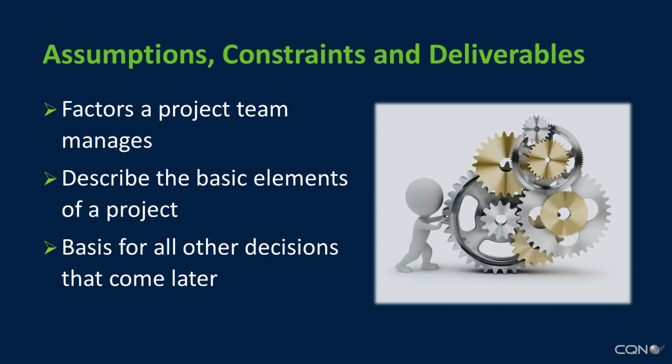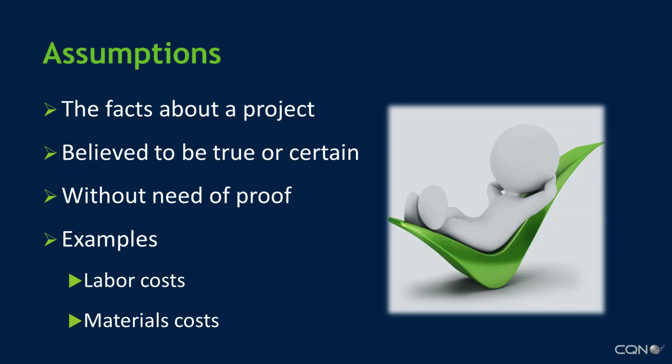Assumptions, constraints, and deliverables are factors that a project manages. They describe the essential elements of the project or scope of work, and they are the basis for all other decisions that come downstream. Misreading or misunderstanding of assumptions and constraints is a surprisingly common phenomenon in projects of all types. Assumptions are the facts about a project, things that are reasonably believed to be true or certain, and usually without the need of proof or demonstration.